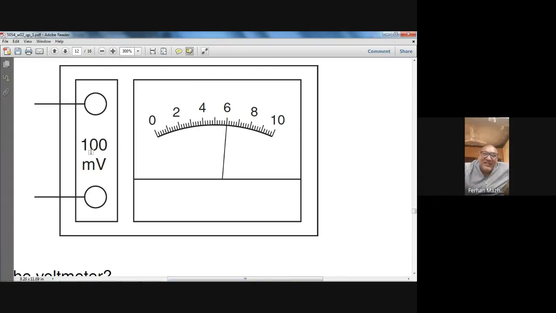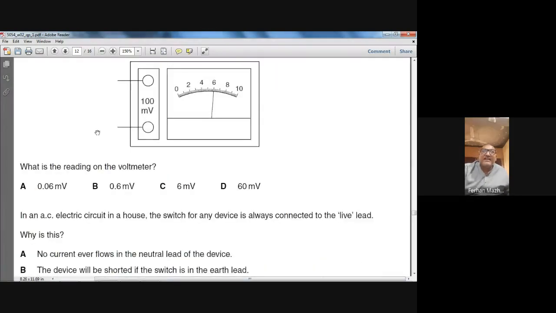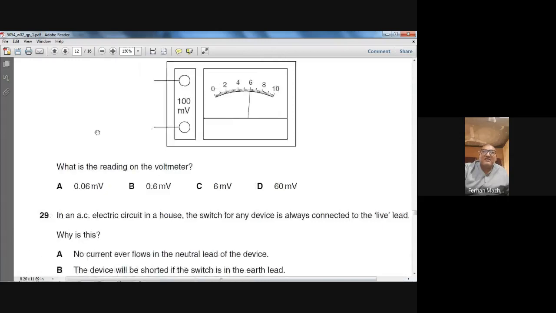See, it's measuring up to 100. So this is 10, this is 20, 30, 40, 50, 60. So the reading is 60. That's the trick in this question. Okay. So the reading is how much?